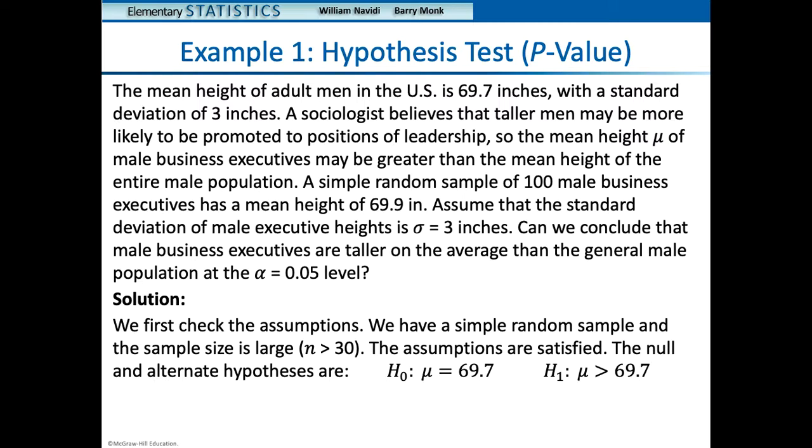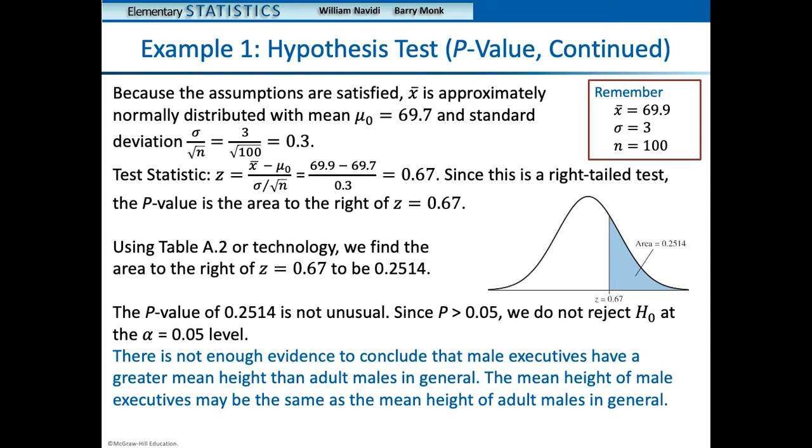The next step in my testing procedure is to consider the sampling distribution, and we will assume for the time being that the null hypothesis is true. So that means we will assume that my sampling distribution is a normal distribution that is centered over 69.7.